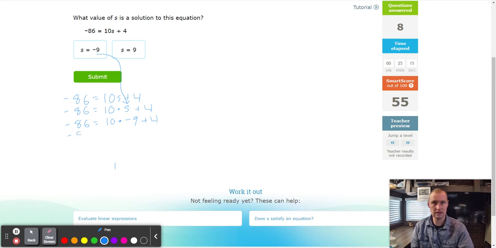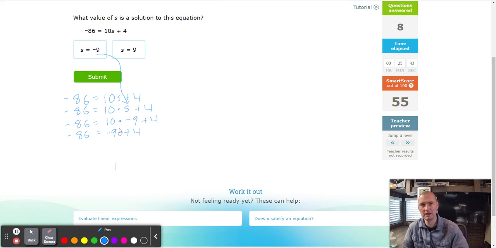So once again, negative 86 equals 10 times negative 9. 10 times negative 9 is 90. So 10 times 9 is 90. But when you multiply a positive 10 times a negative 9, that's going to take us to negative 90. And add 4. This one's looking pretty good, actually.